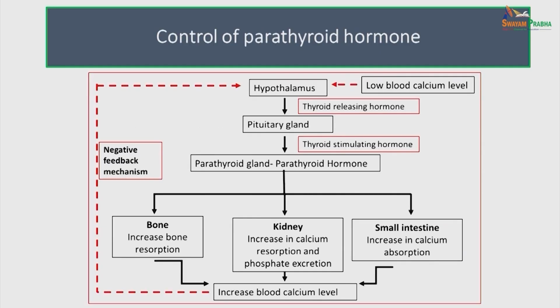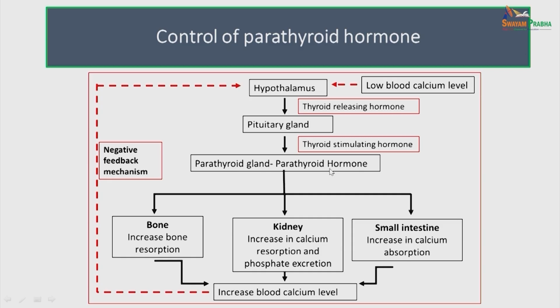Coming to the control of the parathyroid gland, a low blood calcium level will stimulate the hypothalamus to secrete thyroid releasing hormone, which stimulates the pituitary gland to secrete thyroid stimulating hormone, which will stimulate the parathyroid gland to produce parathyroid hormone.